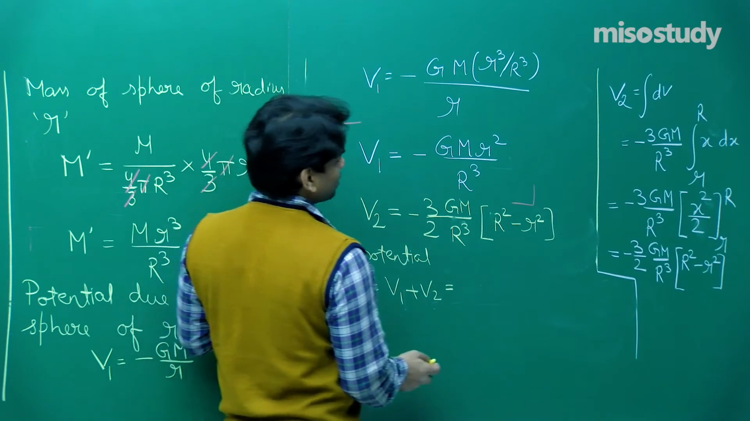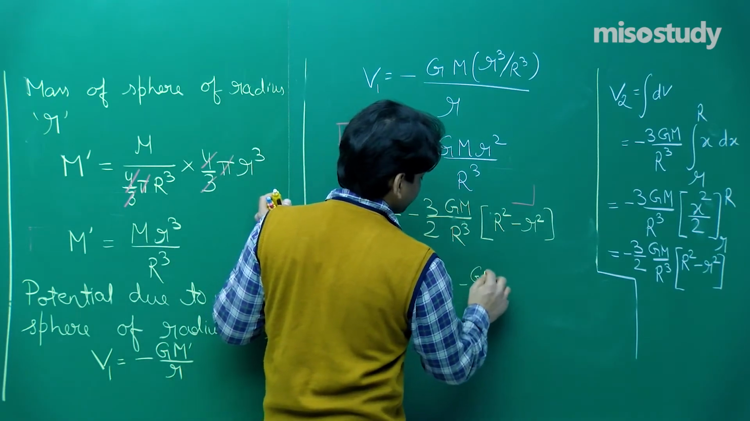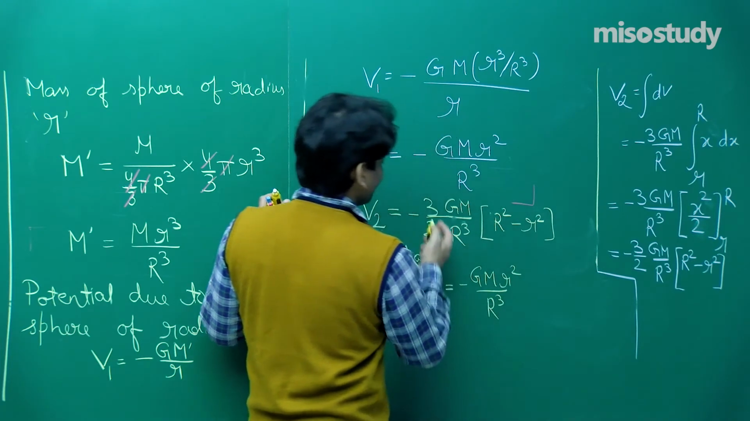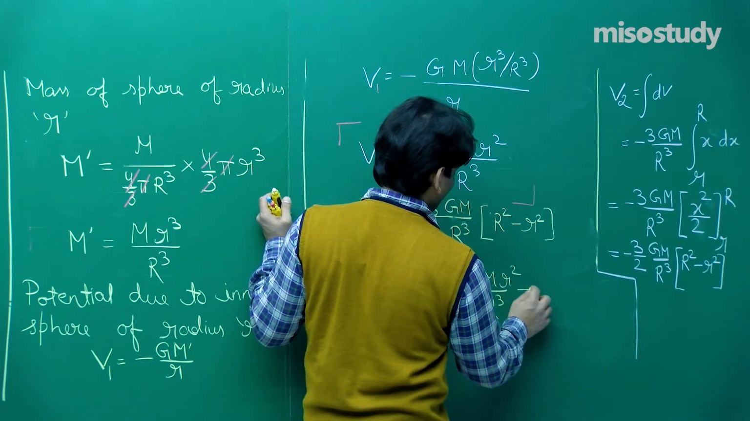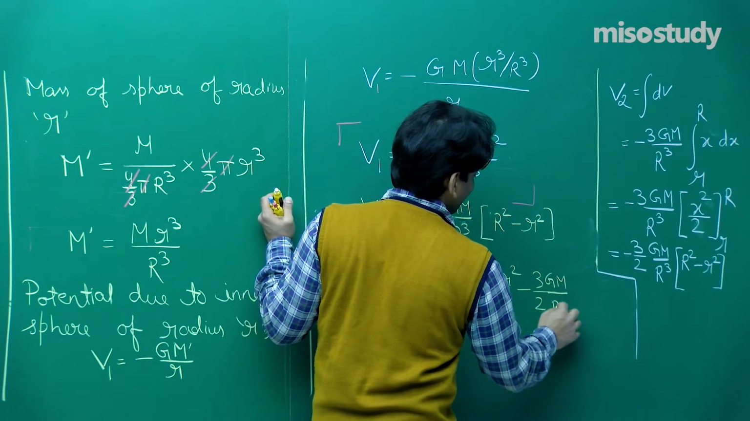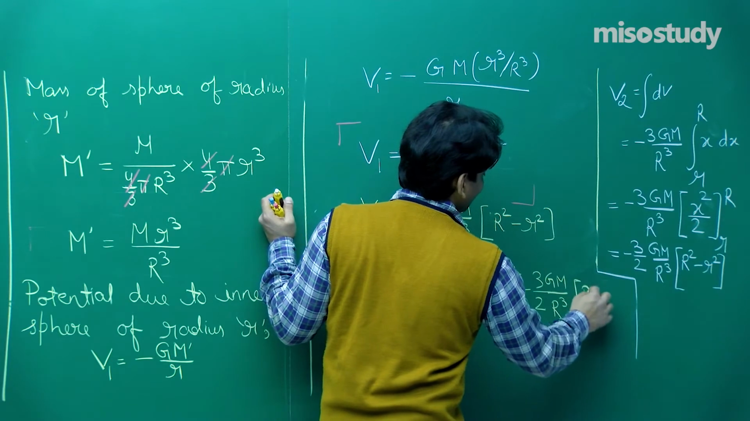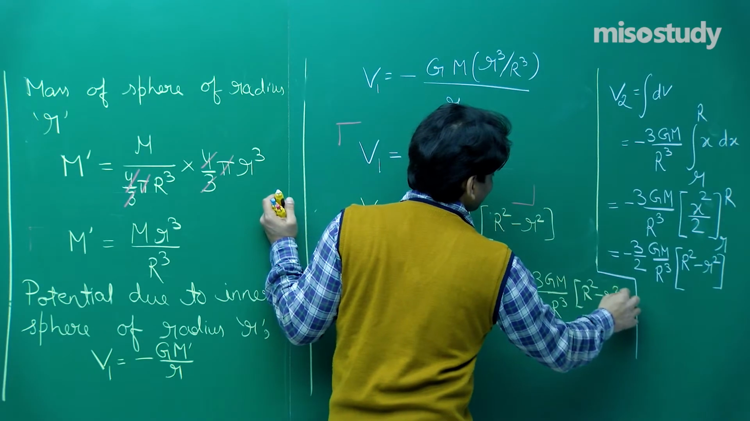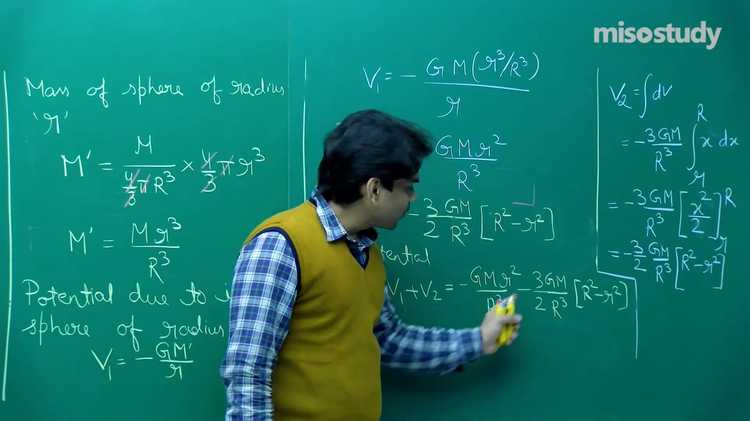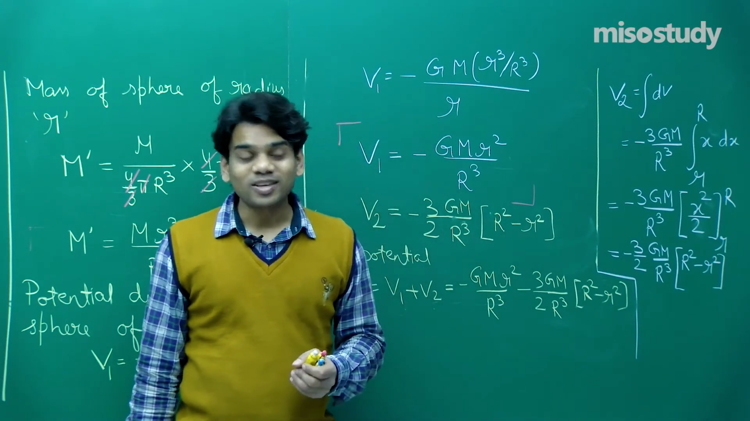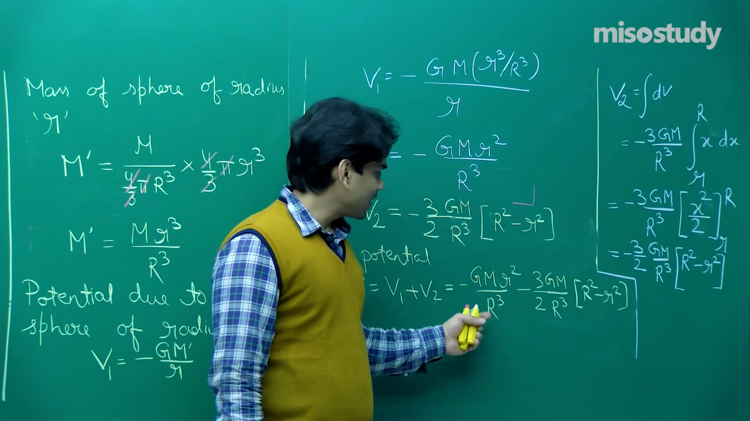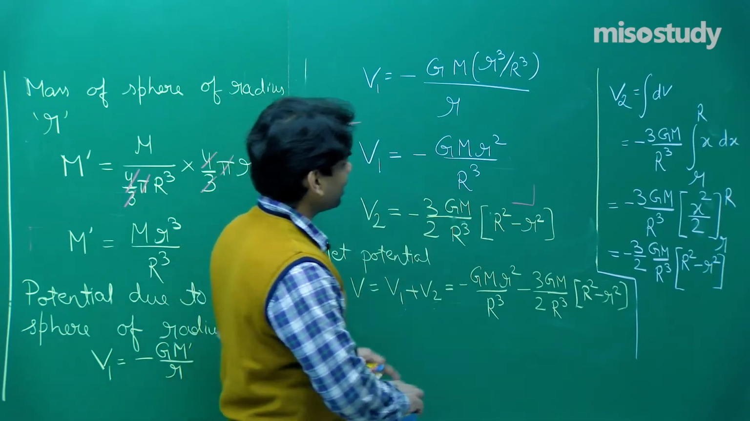Substitute the value of V1 as minus GM r square by r cube, and here we have minus 3 by 2 GM by r cube. So minus 3 by 2 GM by r cube, R square minus r square. Simple, so simple it is. GM by r cube can be taken as constant and common, and both can be kept outside, we will be obtaining. You see here, let me write down the final result here.